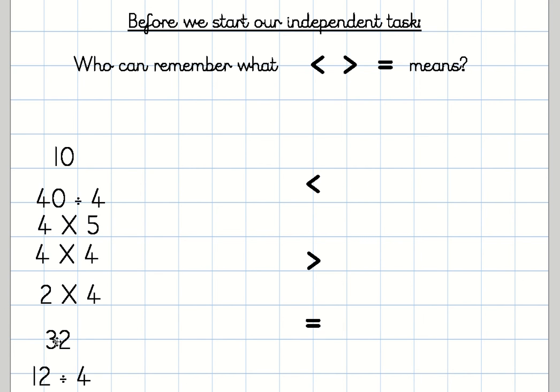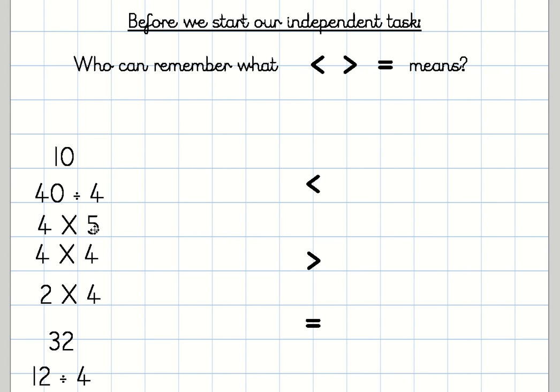Why don't we have a think about 32? Now hopefully you'll think, by looking at all these numbers, that 32 is the largest number we've got on here, which means we could put any number to the right of 32 and it would be greater than it. Or we could put any number to the left of 32 and it will be less than it. Are there any that are equal?